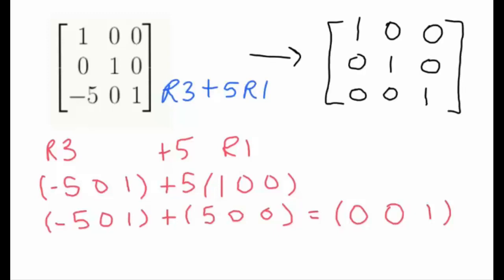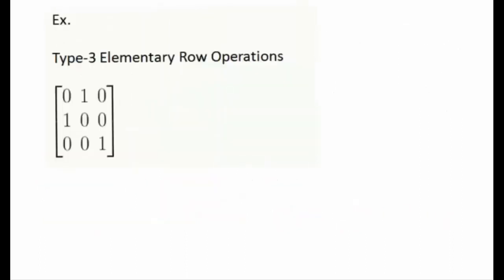Alright, so notice I've placed these values that we got at the bottom into row number 3. Why did we place it into row number 3 and not row number 1? Well, row 3 was the row that's changing. We're trying to change this minus 5 into a 0.